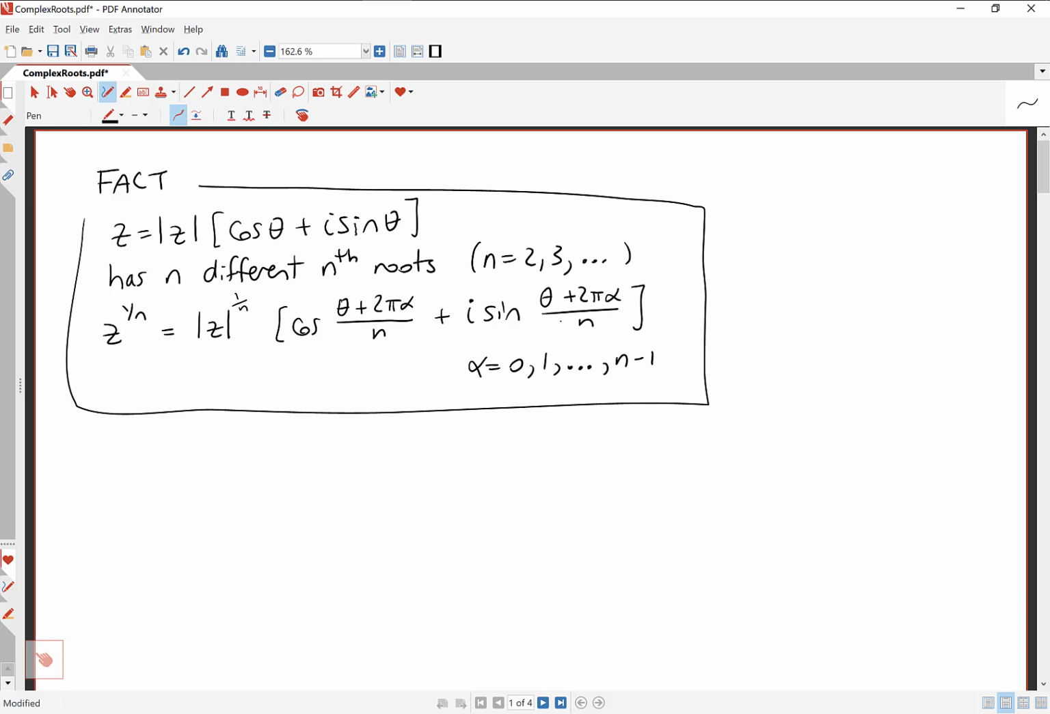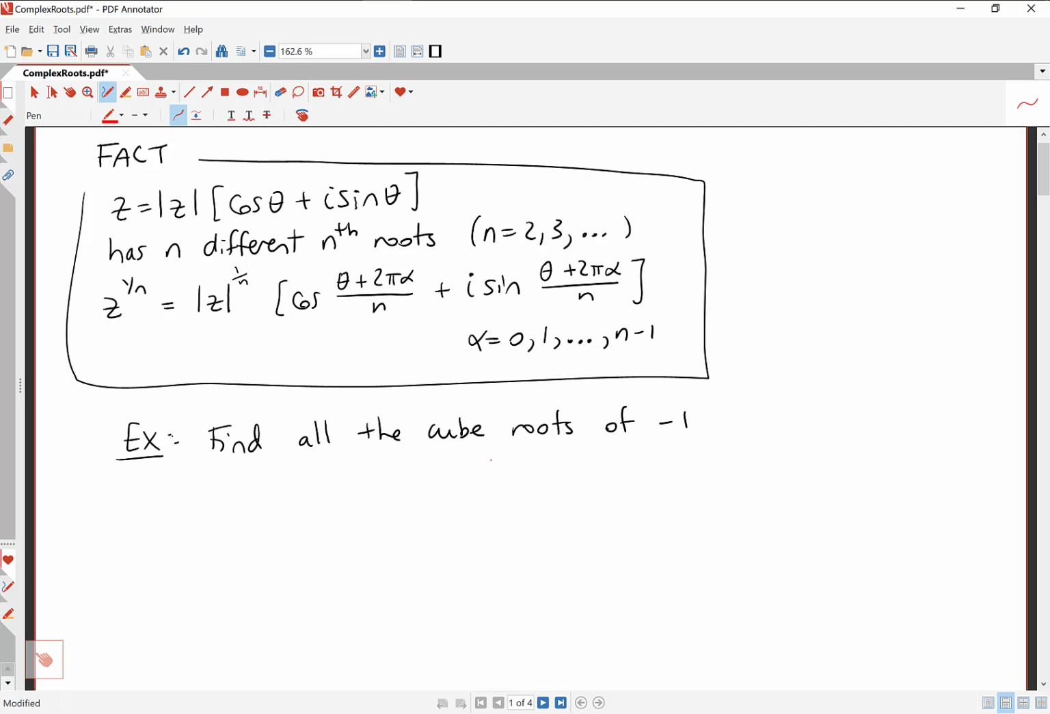Now we can see there's an alpha that comes up in the formula for the nth root. That alpha value is going to range between 0 and n minus 1. By letting alpha vary, that's how we're capturing the n different nth roots. So for example, if we were calculating the square roots of a complex number, there would be 2 different square roots, there would be 3 different cube roots, 4 different fourth roots, etc. By letting the alpha values vary appropriately, we're able to calculate all those different nth roots.